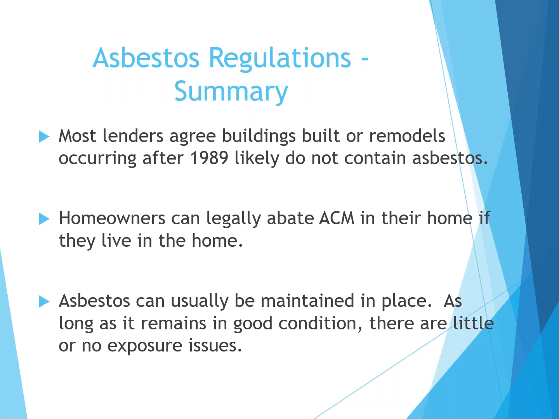As a brief summary of regulations, most lenders agree that buildings built or remodels occurring after 1989 likely do not contain asbestos. Homeowners can legally abate asbestos-containing material in their home while they live in the home. And that's an important thing to note, there are two parties that can legally abate asbestos: homeowners that are living in the home and contractors that are licensed with Oregon Department of Environmental Quality, or in other states there are other licensing. Those are the only two entities that can abate asbestos material legally. And this is going to become more of an issue, especially as we go through some additional slides with the new regulations.